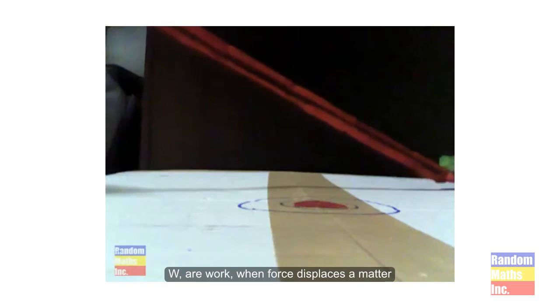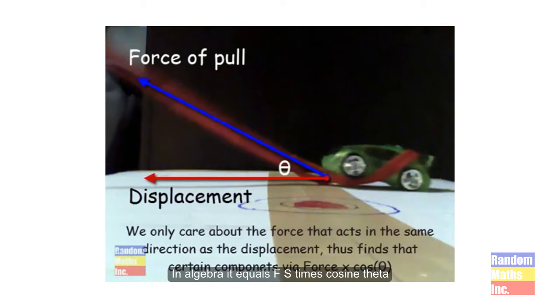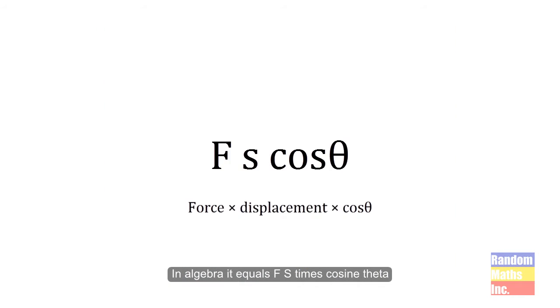V for vectors shows sizes and direction. In physics and maths, it has its own notations. W, our work, when force displaces a matter. In algebra, it equals F s times cosine theta.